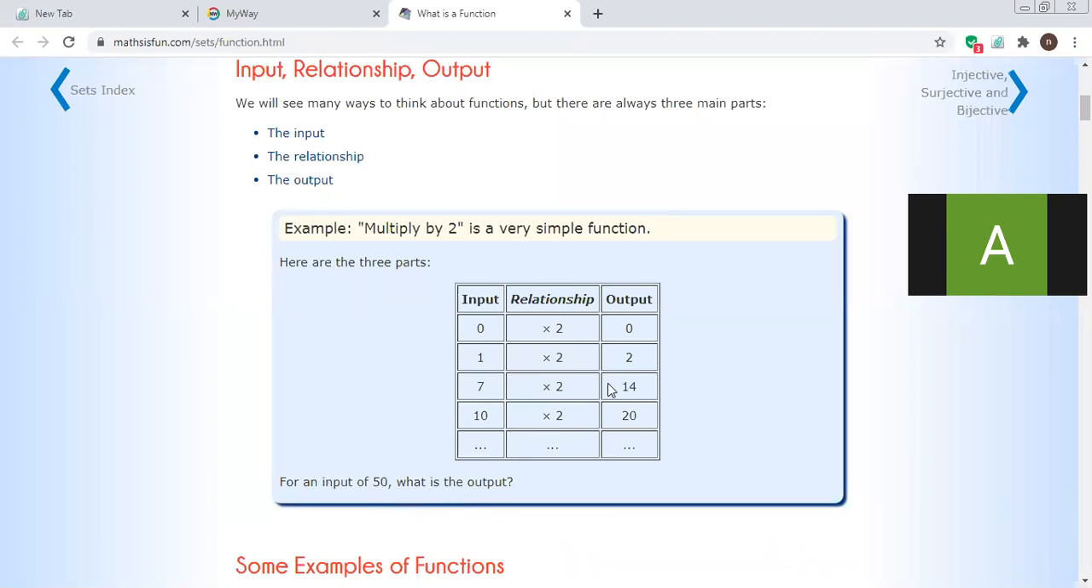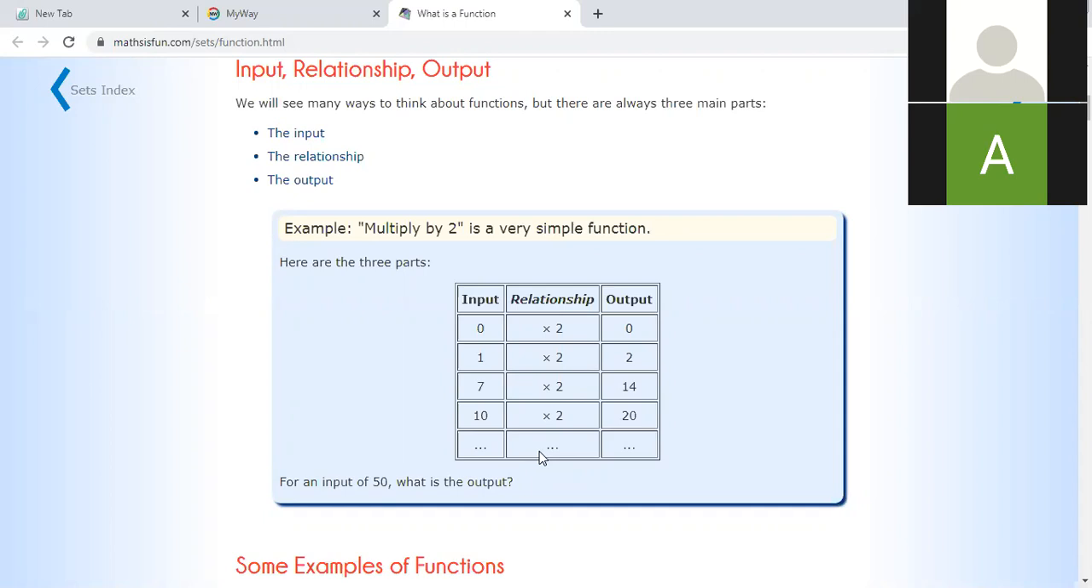Class, in the same way, the process is the same. In this question, you are given an input of 50. The number 50 is the input and the relationship is with 2. What will be the answer? When you multiply 2 with 50. Yes, class, tell me. When you multiply 2 with 50.